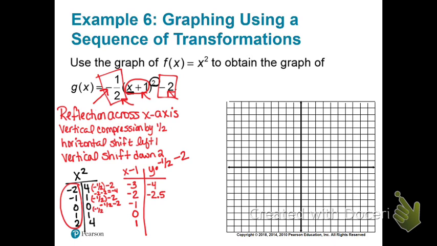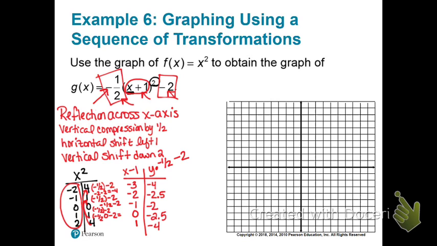0 times negative 1/2, good, is 0, minus 2 is negative 2. 1 times negative 1/2. Wait a minute, I did that one right there, didn't I? And so we get the same answer, so negative 2.5. And then when I do the 4, well, that's the same one I did at the top, so I get negative 4. So nice thing about the absolute value and the quadratics, if you haven't noticed yet, they have symmetry. So the top one and the bottom one should have the same y values. The second one down, the second one up should have the same y values. And the middle one's on its own.